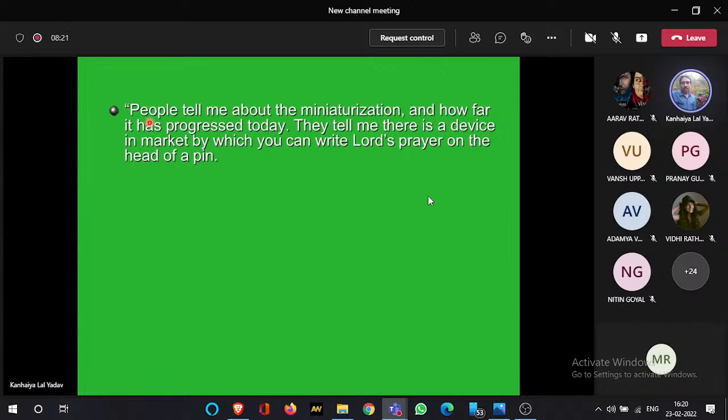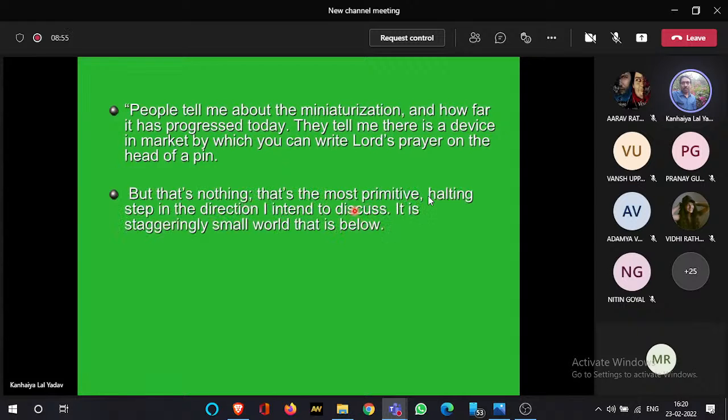So he said in that conference that people tell me about the miniaturization and how far it has progressed. Today they tell me there is a device in the market by which you can write the Lord's Prayer on the head of a pin. And if some people are from the Meerut side, you might have seen in the market, some people give you, or some other places, but I had seen in Meerut. On this rice grain, they write your name, they can write out many things, can write smaller things. But that's nothing, that's the most primitive halting step in that direction.